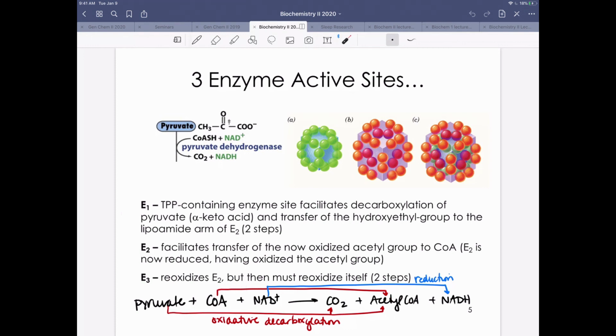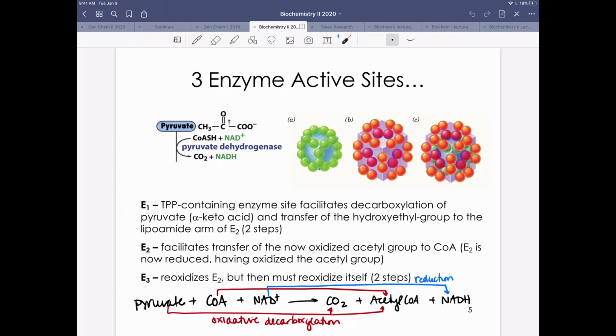And because this is oxidative decarboxylation, we must have some reductive process. So NAD plus is converted into NADH. So again, this is not going to be happening unless we are in the mitochondrion, because we're going to be using up an additional equivalent of NAD plus to NADH. So it won't happen unless we are in an aerobic environment.